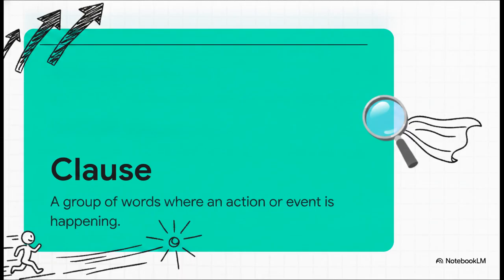A clause is also a group of words, but it has a very special superpower. A clause tells a small action or event. Think of a clause as a mini sentence hiding inside a bigger sentence. It absolutely must have an action happening.